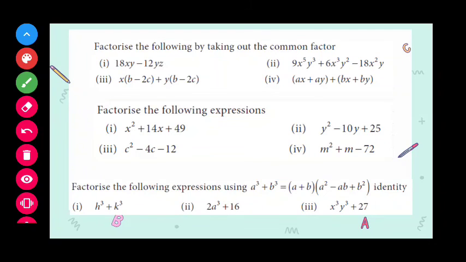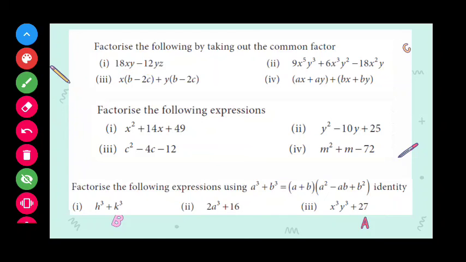First thing is factorize the following by taking out the common factor. What you have to do here is factorize these 4 problems by taking the common factor, which means you have to take a common factor from the terms outside. Here you can take y outside, because both the terms have y. Here also there is a y, here also there is a y. In the same way you have to find the common factor in each of the terms.